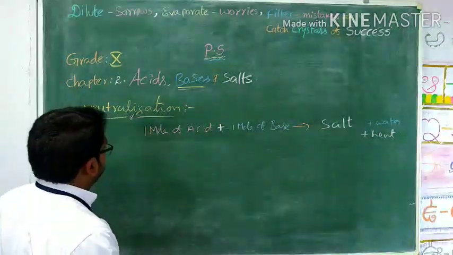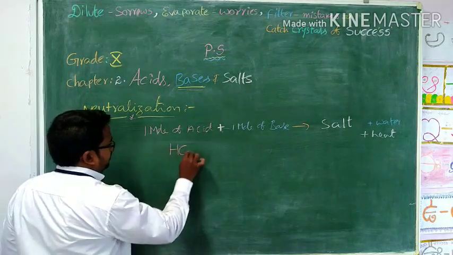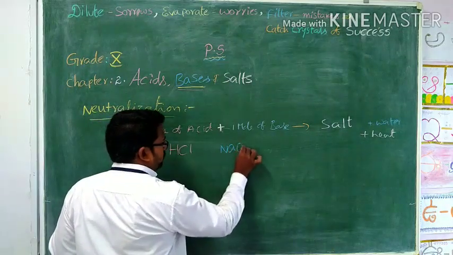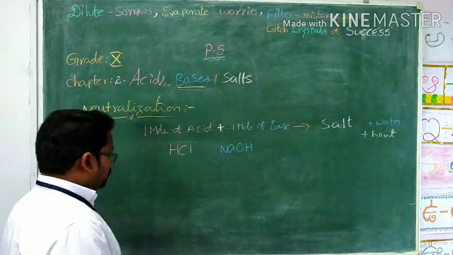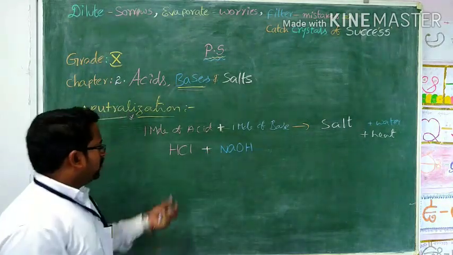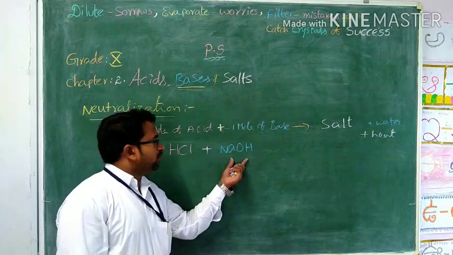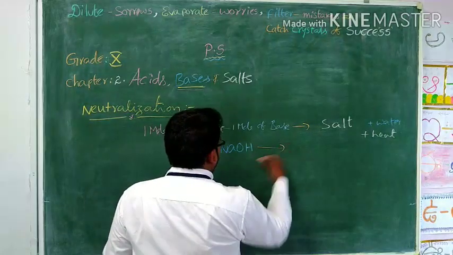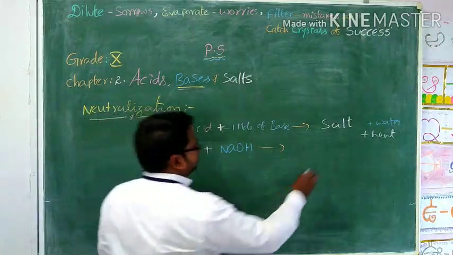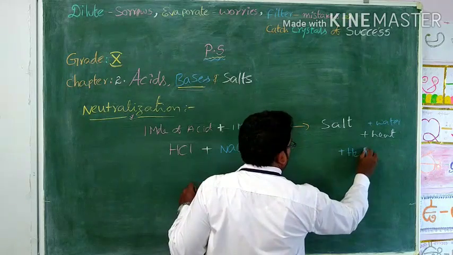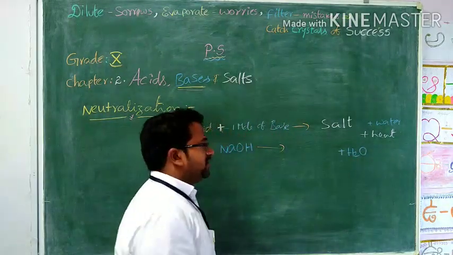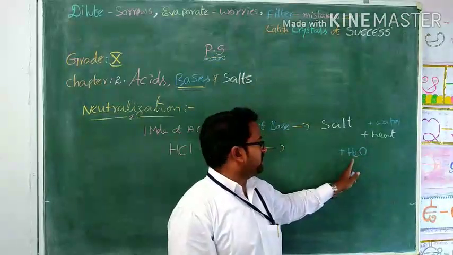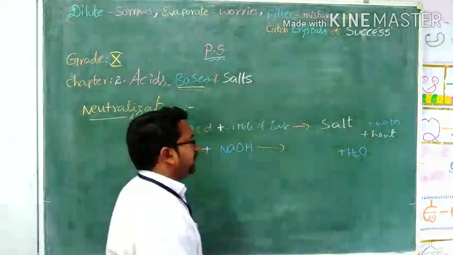Let us see one general example: one strong acid, hydrochloric acid, and one strong base, sodium hydroxide. These two combine with each other, 1 mole of acid and 1 mole of base. Then what happens? Immediately water forms. Water means H2O, hydrogen monoxide. What is the chemical name of water? Hydrogen monoxide. Mono means single, only one oxygen is there.